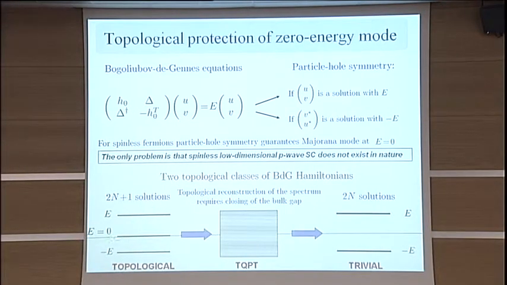Why? You have a zero-energy mode in this topological superconductor. Normal superconductor cannot have a zero-energy mode. Why? Electron-hole symmetry. Every electron excitation must have a hole. So that means when you go from this to this, the zero-energy mode cannot just disappear. How is it going to disappear? Where is it going to go? It is neither electron nor hole.